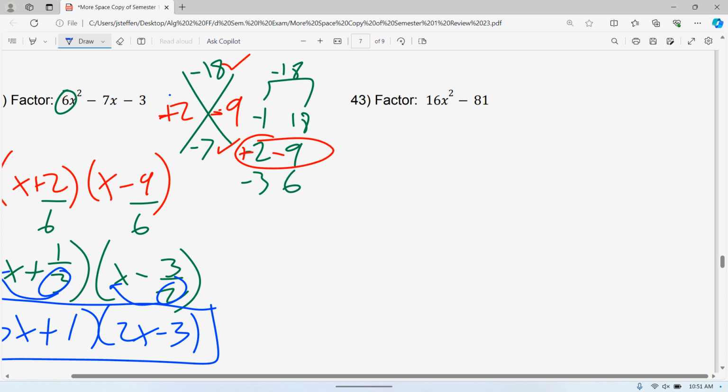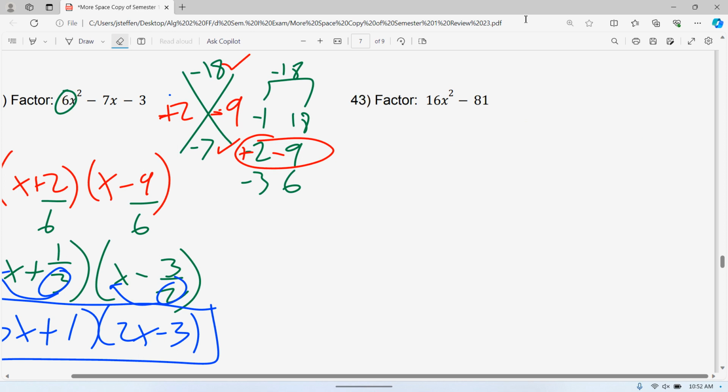So the next one, when we factor this one, this is a difference of squares. Now again, don't be that person that adds 81 to both sides, so you get 16x squared is equal to 81, and then you divide so you can take the square root. That's great if you're solving, that is absolutely the way to do it. But we're not solving, we're factoring.